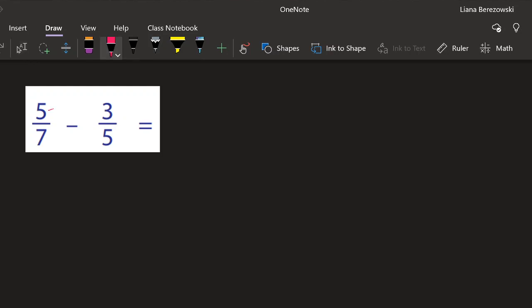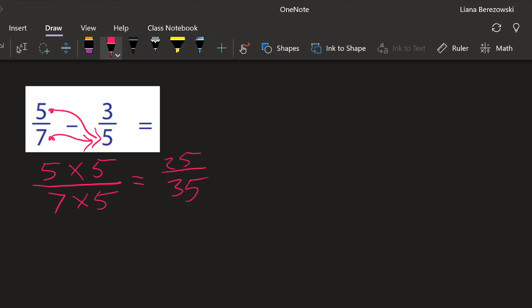So we're going to take the numerator of our first fraction here, multiply it by the denominator of the other fraction. So we get 5 times 5. And then we're going to take the denominator of our first fraction here and also multiply it by the denominator of the other fraction. So we get 7 times 5 for our denominator. We do that multiplication, we end up with 25 over 35. Okay, so 5/7 is an equivalent fraction to 25/35.